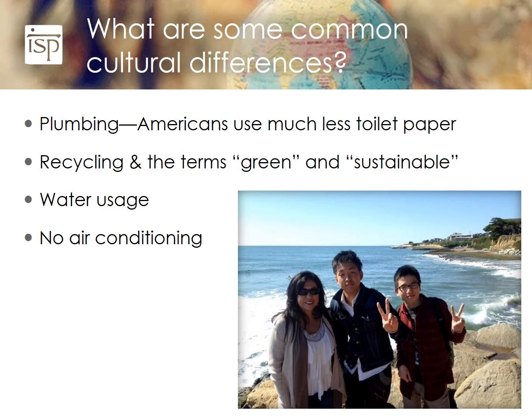American culture is a big shock for our students. Plumbing and water usage is vastly different, and you may have to reinforce that there is a drought in California. Please remind your students to use much less toilet paper and to limit the length of their showers. Conservation and sustainability are very American concepts, which they will have to learn about. Your student may not be used to not having air conditioning as well. Gradually, your students will adjust to all of these cultural differences.